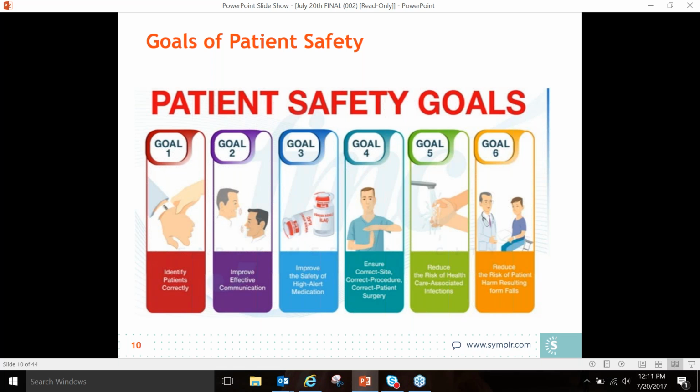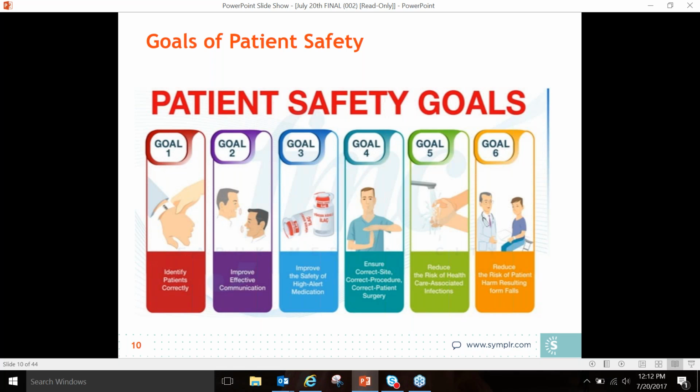How do we know? You have lots of departments in a facility and lots of specialties and lots of things going on. So how do we know where we have the most events happening, or patient safety goals are not being met, and so on and so forth? And we want to be able to trend and track those things.